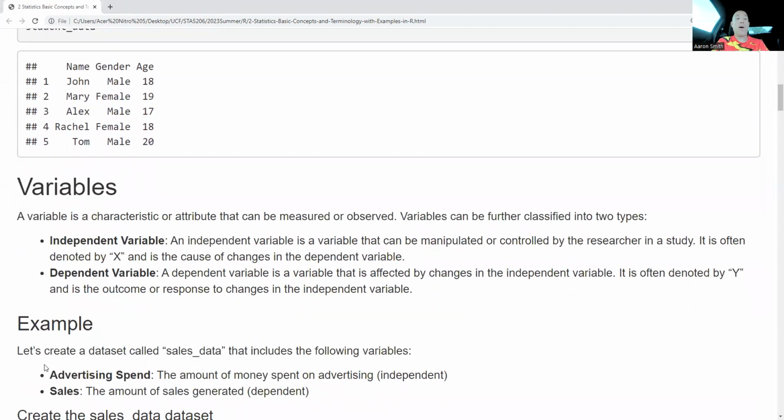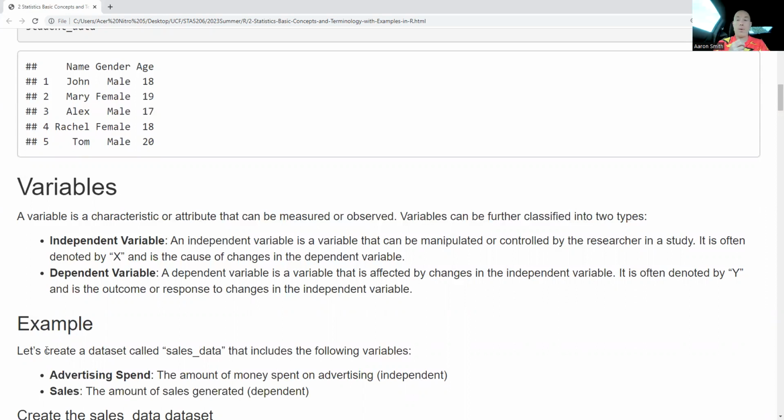All right, the next thing to talk about are variables. So a variable is a characteristic or attribute that can be measured or observed. Variables can be further classified into 2 types. We have an independent variable and a dependent variable. An independent variable is a variable that can be manipulated or controlled by the researcher in a study, is often denoted by X, and is the cause of change in the dependent variable.